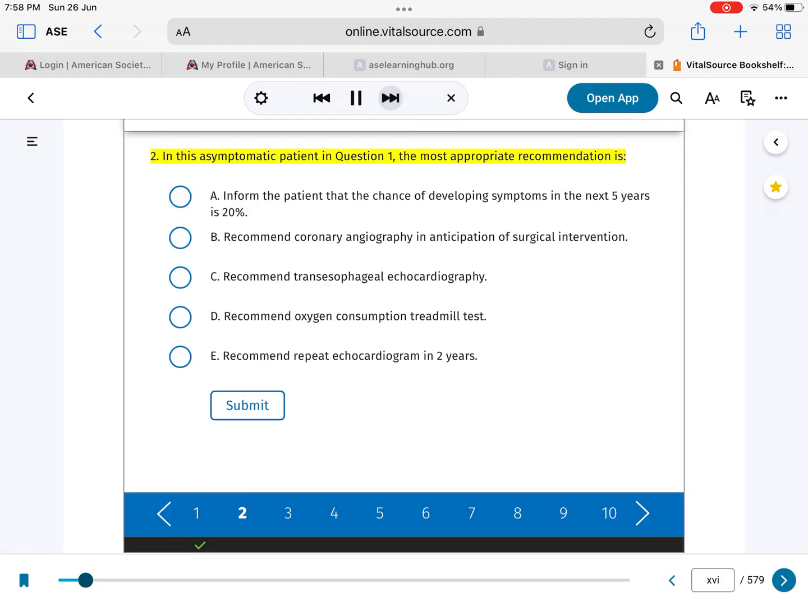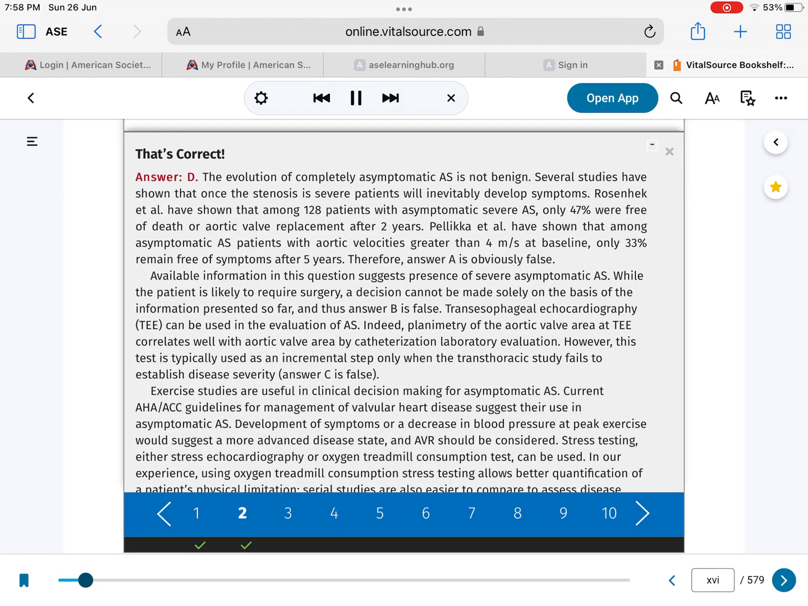Question 2. In this asymptomatic patient in question 1, the most appropriate recommendation is: A. Inform the patient that the chance of developing symptoms in the next 5 years is 20%. B. Recommend coronary angiography in anticipation of surgical intervention. C. Recommend transesophageal echocardiography. D. Recommend oxygen consumption treadmill test. E. Recommend repeat echocardiogram in 2 years.